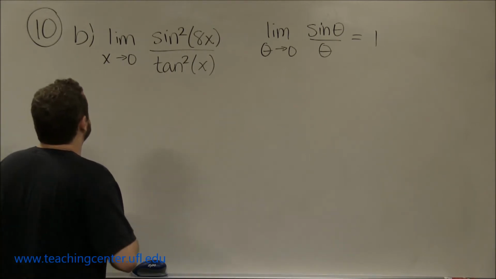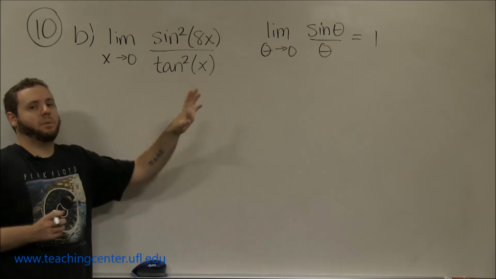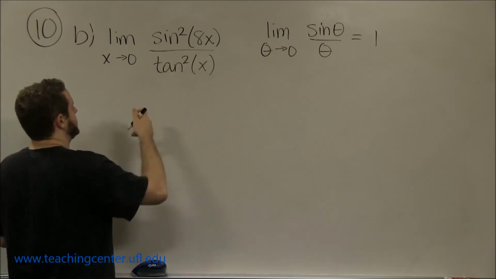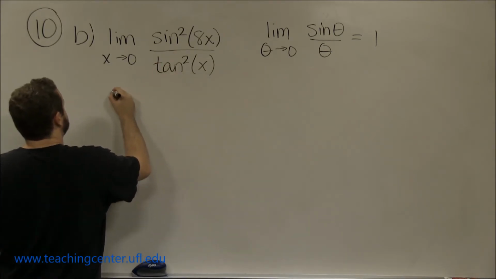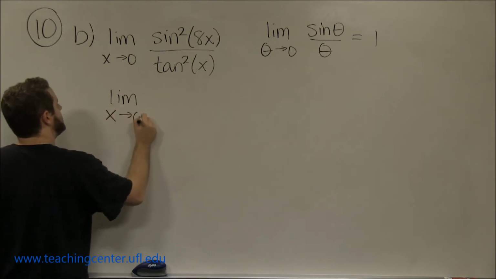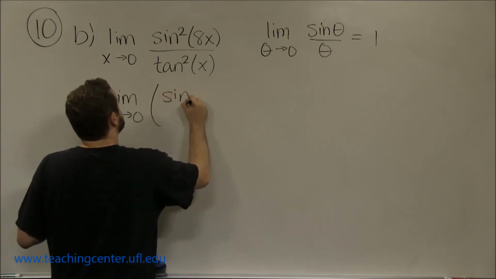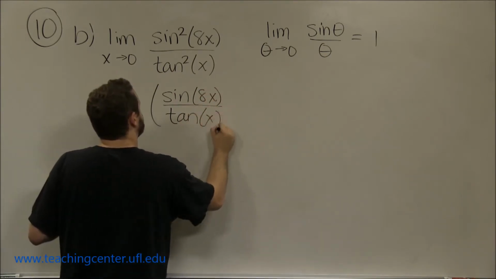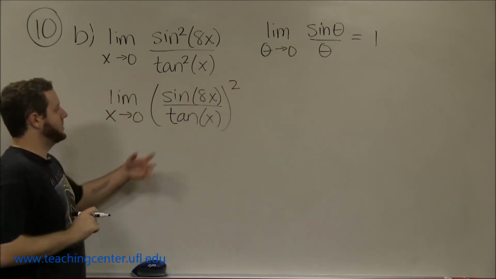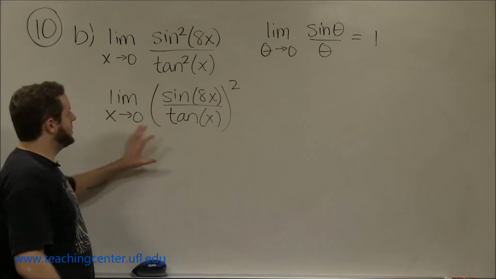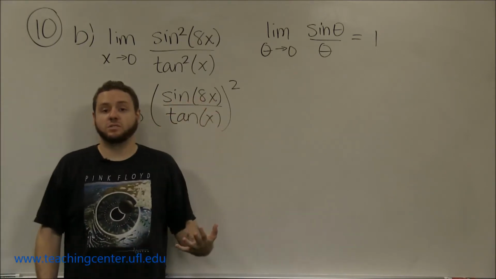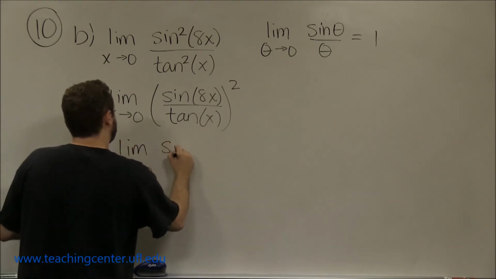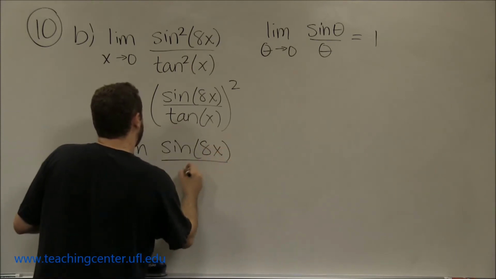So what I'm going to do first is, since the limit operation applies through all operations in math, addition, subtraction, exponentiation, I'm going to say that this is the same thing as the limit as x approaches 0 of sine 8x over tan x, squared. Since both top and bottom are squared, I'm just going to say the whole thing is squared, and then I can just do the limit of sine 8x over tan x, and whatever answer I get, I just square it. So instead, I'm going to be focusing on just the limit of sine 8x over tan x.